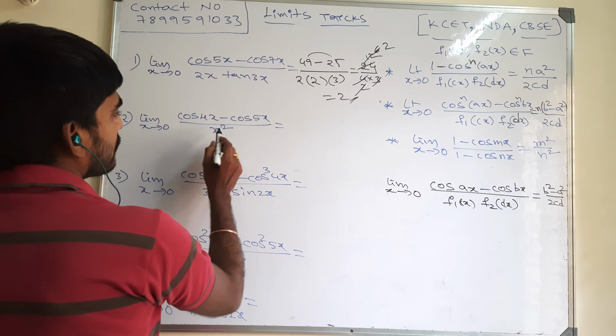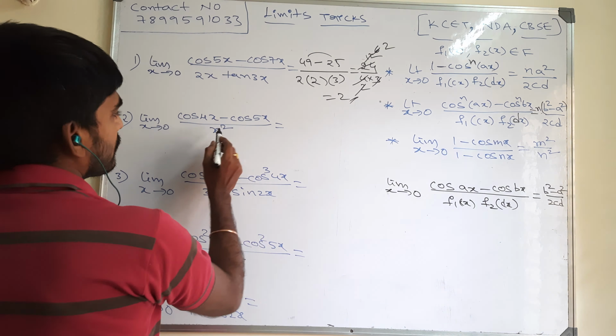What is the answer for this? This x square, you please write as x into x. After this, b square means 5 square, which is 25, minus a square, which is 4 square, 16, divided by 2 of 1 into 1. 25 minus 16 is 9, so 9 by 2. That's it. In seconds we can do it if you know these formulas.